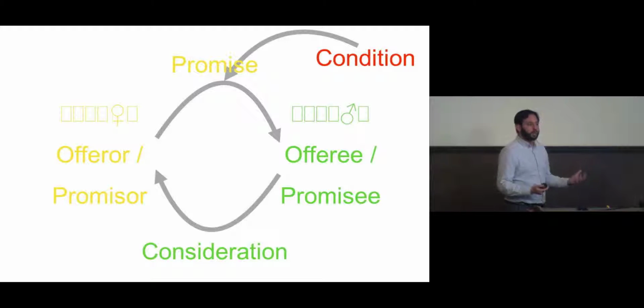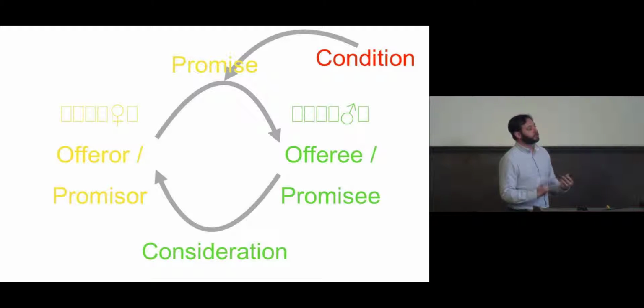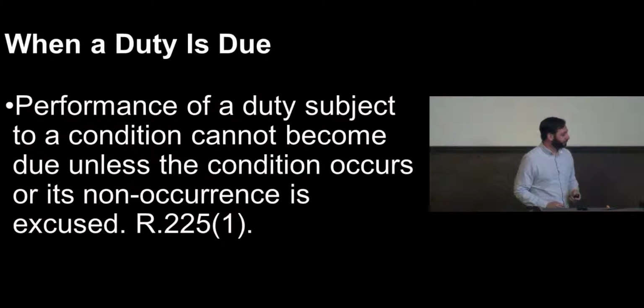We add one complicating factor to our chart regarding the deal, and now we see that there is a condition operating on that promise. If the condition does not occur, that promise is not yet due. But there is still a contract. The existence of a condition generally does not make the contract illusory.